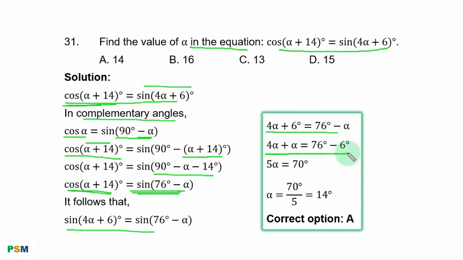Collect like terms. You have 5 alpha equal to 70 degrees. To get alpha, divide both sides by 5, and alpha is equal to 14 degrees. The correct option is A.